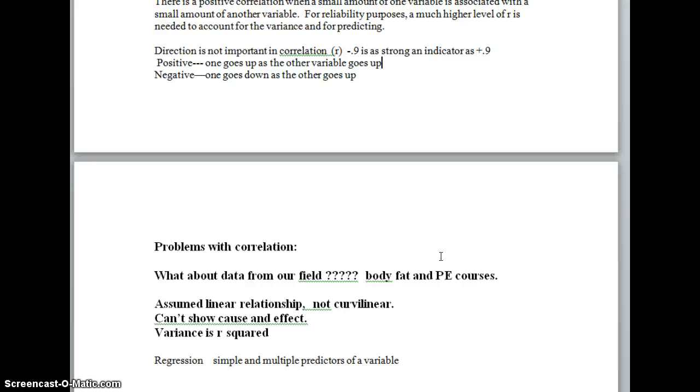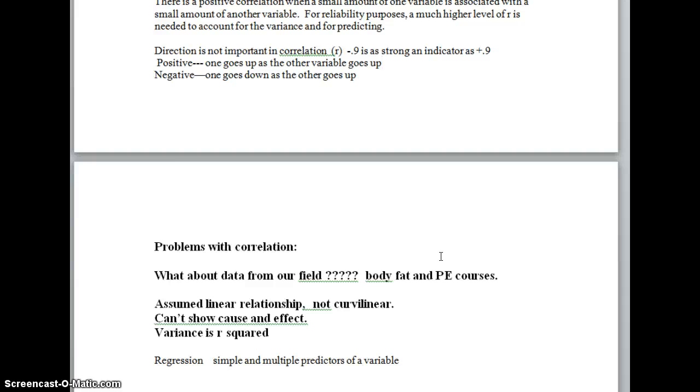There reaches a point in any sport or any activity where there's an optimal level of arousal, and then after that it goes down. It affects performance. So correlation wouldn't be very good for that. You'd have a very low correlation for curvilinear data. So it assumes linear data.